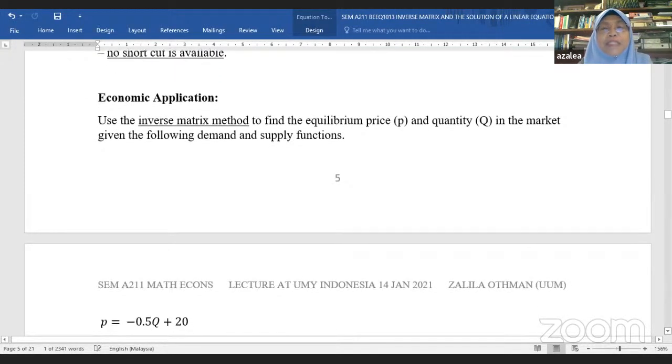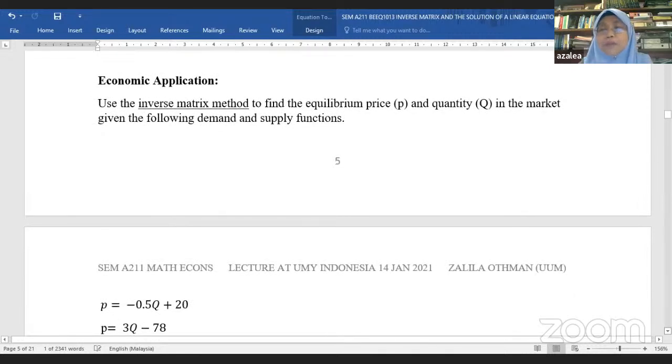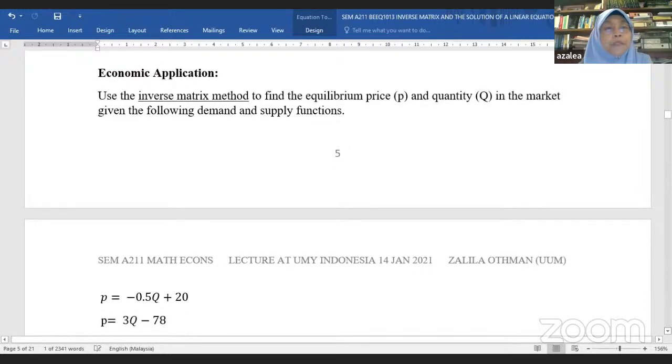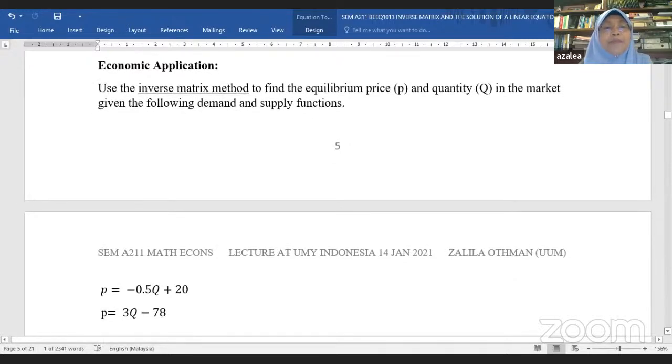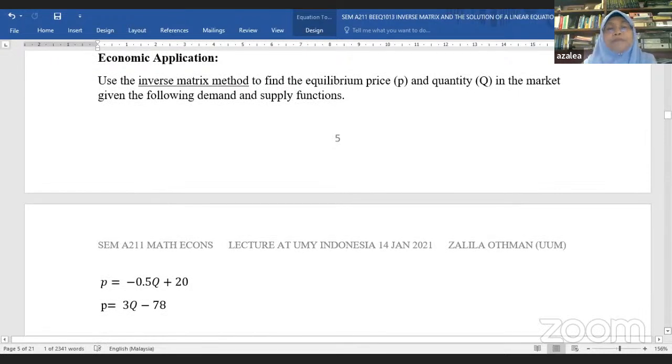Okay, now this is interesting. I'm going to show you an economic application using the inverse matrix method. For example, we want to solve a market equilibrium, for price and quantity in a certain market. Let's say we have a market for shoes. We are given the demand function and the supply function.